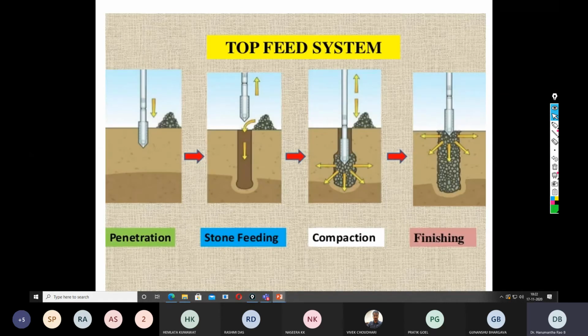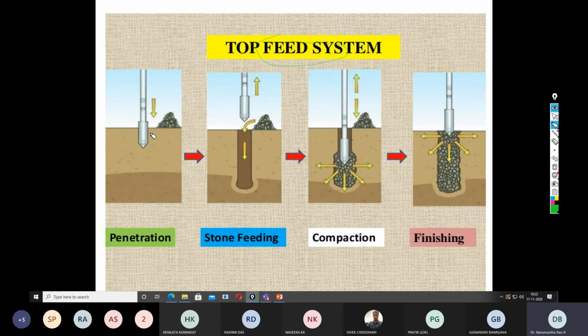But as I told, when you talk about vibro replacement, you are going to replace the in situ soil with the backfill material. The backfilling can be done in two ways. Either you can directly pour the backfill material from the ground as shown here, that is called a top feed system. Herein the backfill material is directly poured from the ground surface.